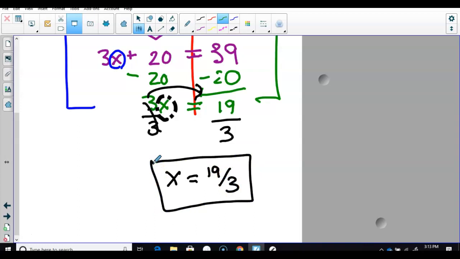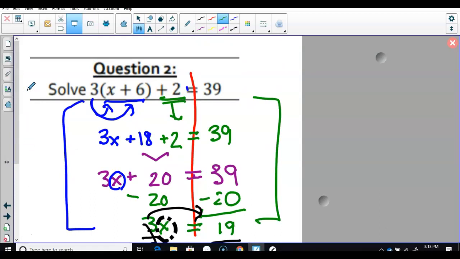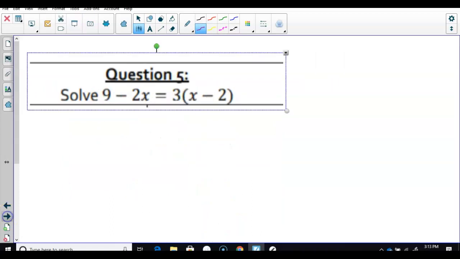A friendly reminder: if you want to know if you did it right, you would go back and plug that into the equation up here to make sure that it all equals 39 once you simplify this part of the equation. So that's one way you can always be checking your work. It's not required, but it's a nice little thing to do.